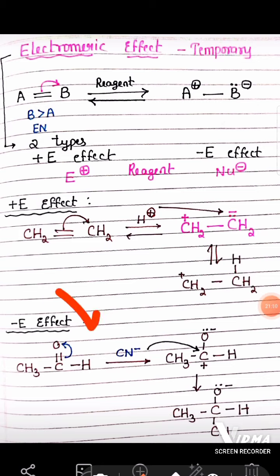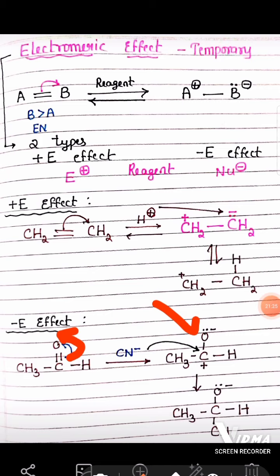In the negative electromeric effect, nucleophiles are going to attack. So in the presence of a nucleophile, in the case of a carbonyl group, the pi electrons of the double bond between carbon and oxygen shift to oxygen.